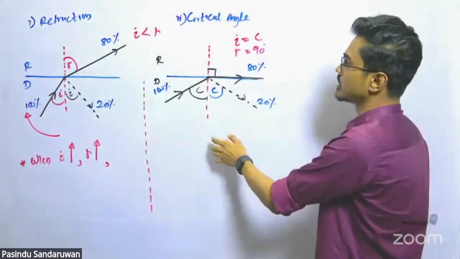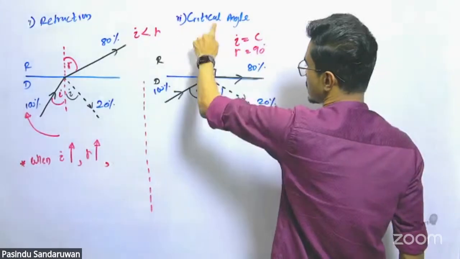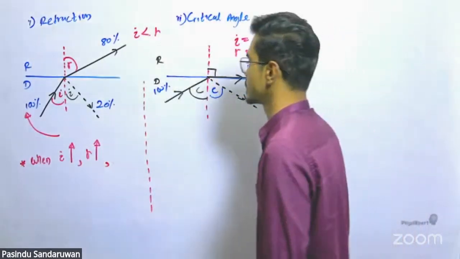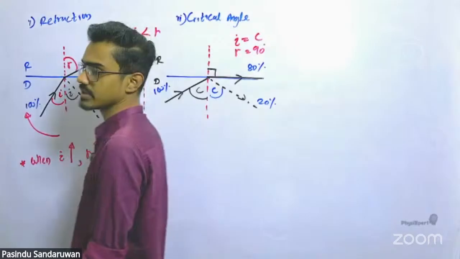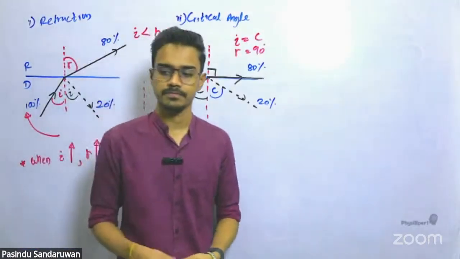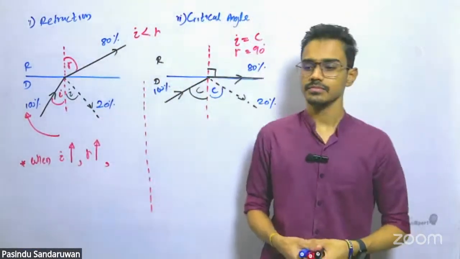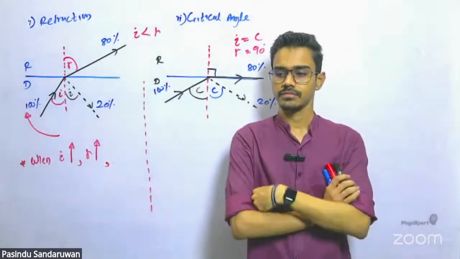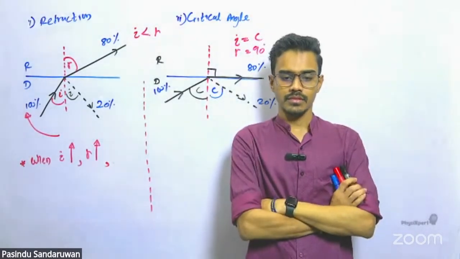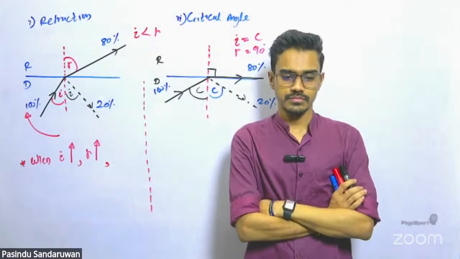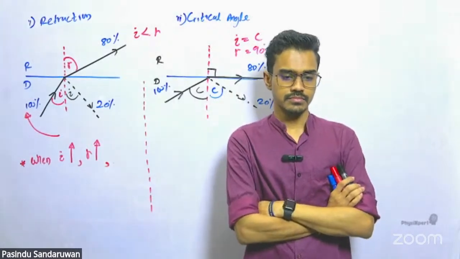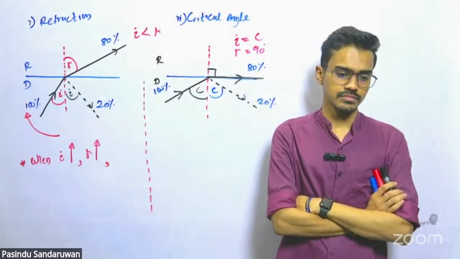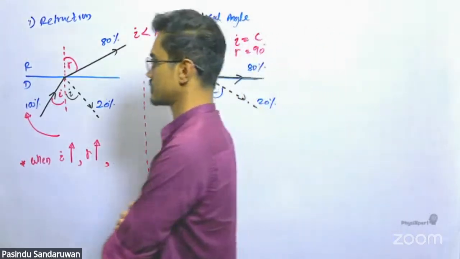As row number 2, critical angle, take it down.